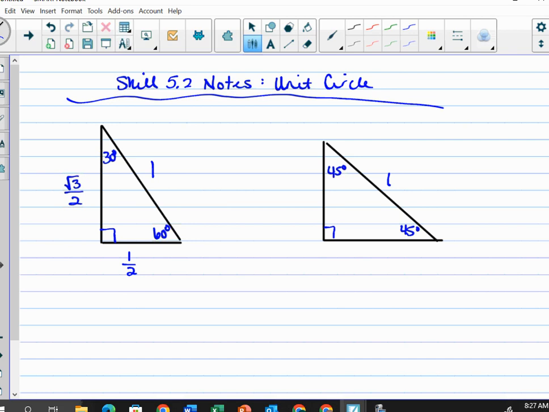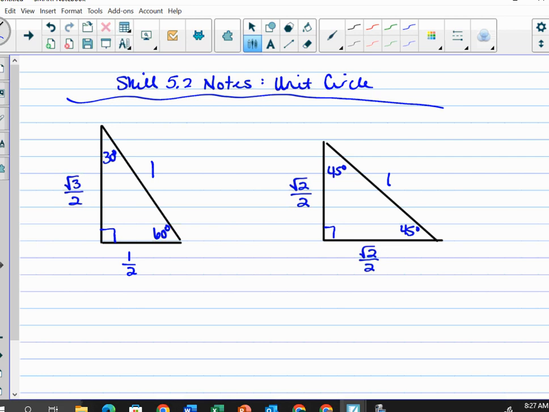So 1 over root 2, but we want to rationalize that to root 2 over 2. Okay, guys, those are pretty much all the numbers for side lengths you're going to need in the unit circle. You will see root 3 over 2, 1/2, and root 2 over 2 over and over and over again. You'll get tired of them.